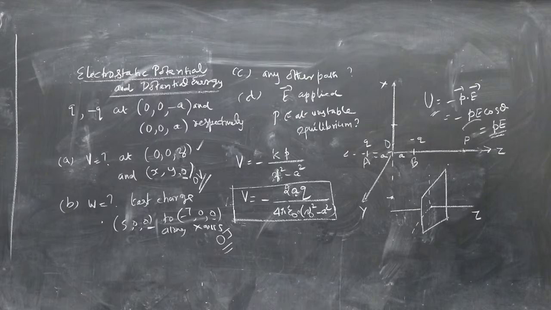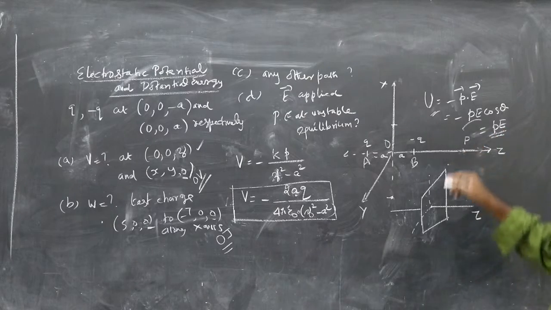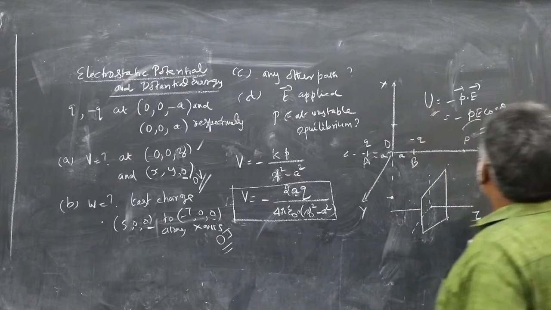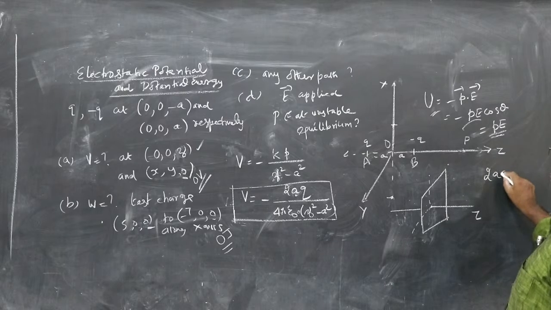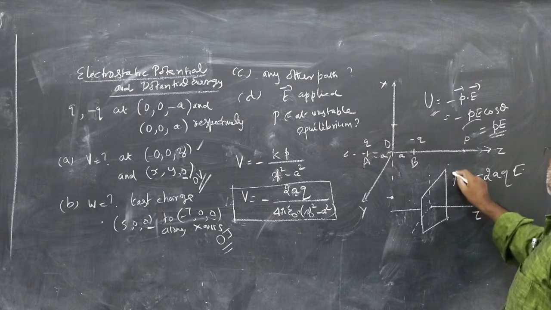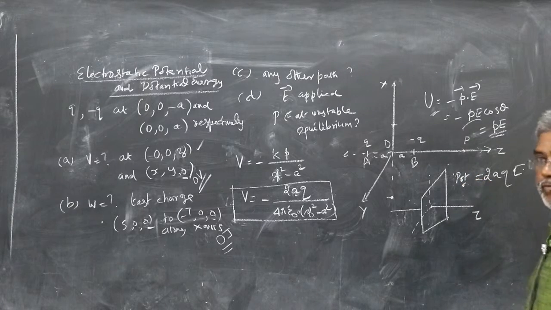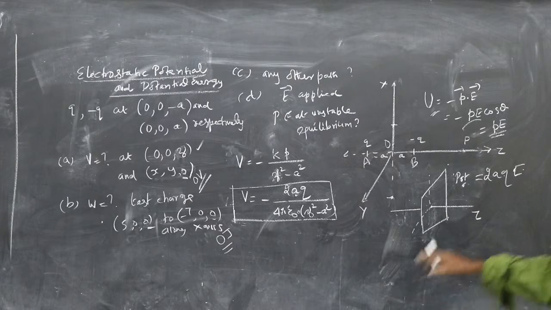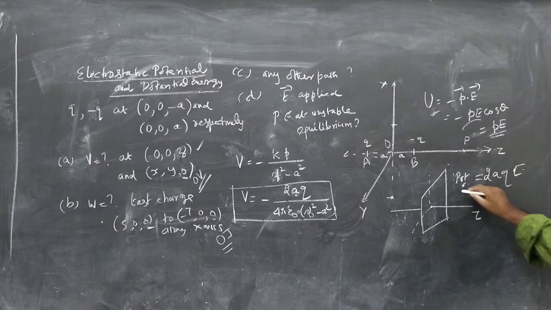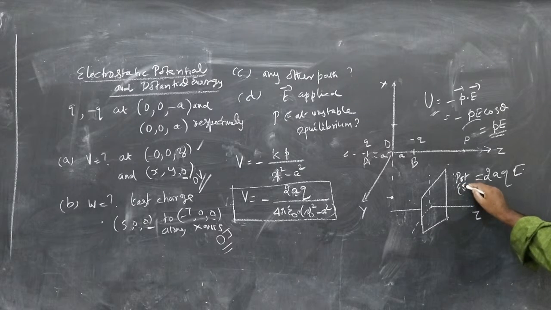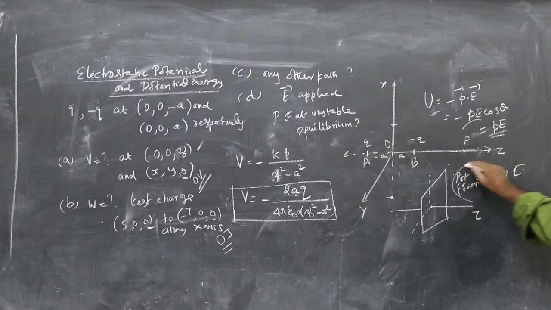Potential energy should be maximum, but P is 2aq, therefore the answer for the potential energy is 2aq into E. P is 2aq. This is the maximum potential energy, and that will only correspond to unstable equilibrium. Answer: 2aqE.